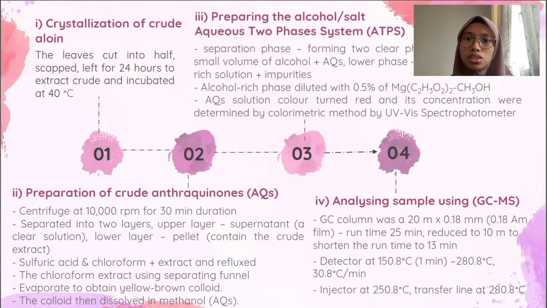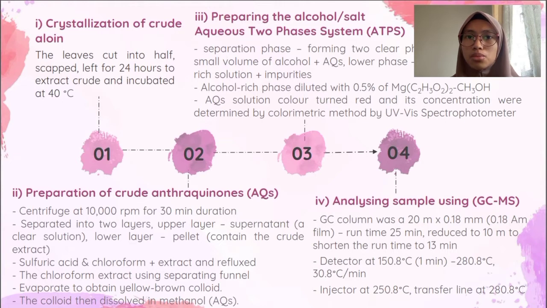Next is the methodology. First, the crystallization of crude aloin. The leaves were cut in half, scraped, left for 24 hours to extract the crude, and incubated at 40 degrees Celsius. Second is the preparation of crude anthraquinones, AQs. It was centrifuged at 10,000 rpm for 30 minutes, then separated into two layers. The upper layer is a clear supernatant solution, and the lower layer is the pellet, which contained the crude extract.